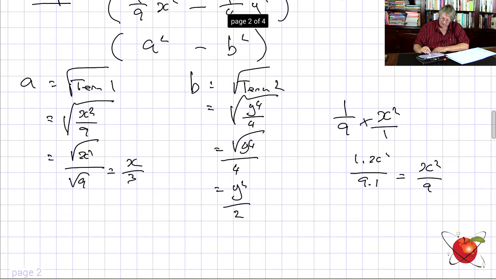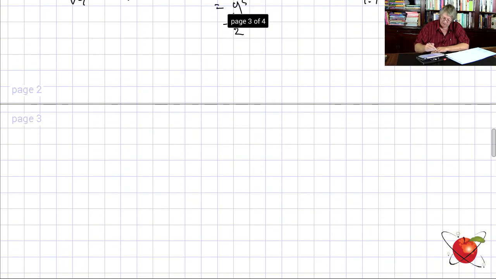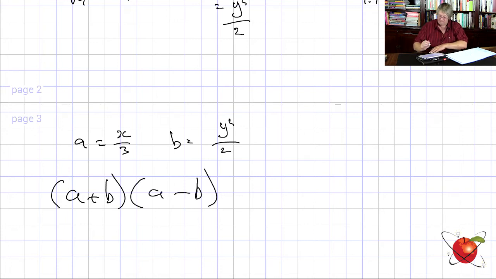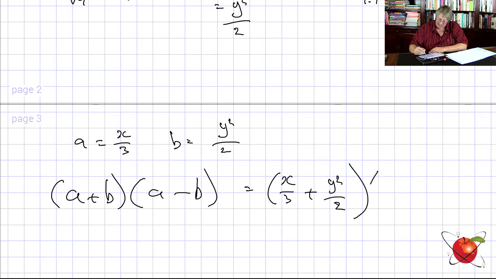We said A was x over 3. A equals x over 3. And B is equal to y squared over 2. And my formula was A plus B, A minus B. All right? So therefore it's going to be x over 3 plus y squared over 2 and x over 3 minus y squared over 2.